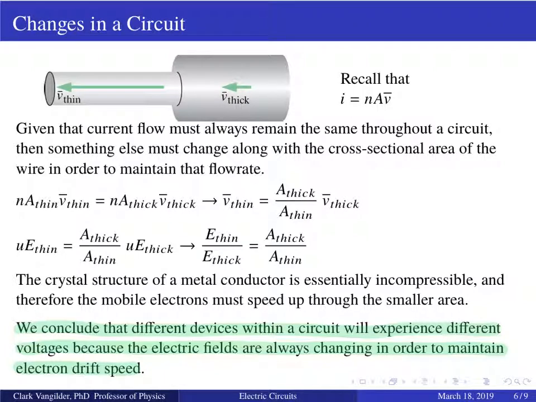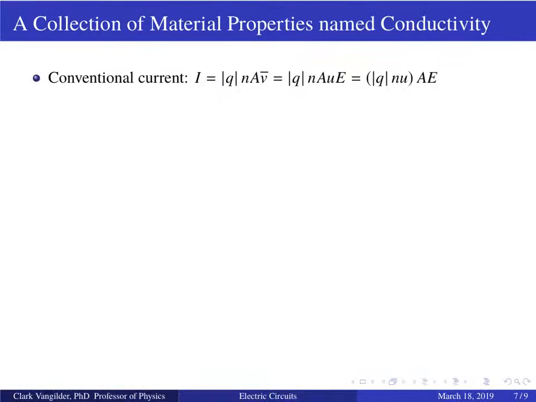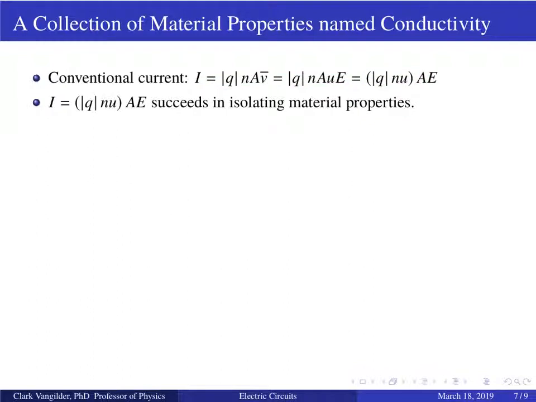Different devices will have different voltages, which is directly related to the electric field and the distance over which the electric field is applied. Okay? And they do these changing things to maintain speed. All right. Conventional current equation, we've already worked that out. I'm not going to dwell on that.